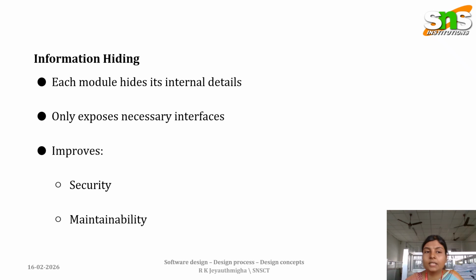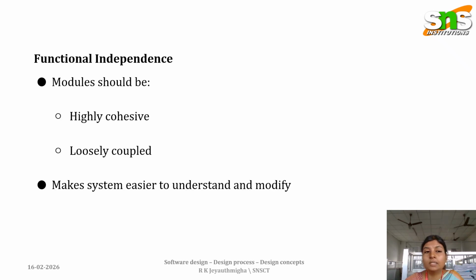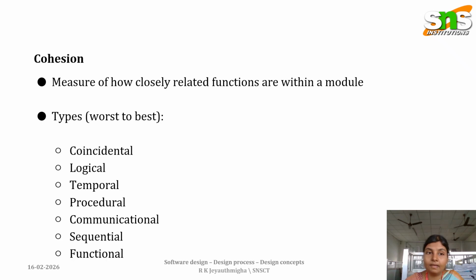Information hiding. Each module hides its internal details and only exposes necessary interfaces. Thereby, it improves security and maintainability. Functional independence. Modules should be highly cohesive, and they should be loosely coupled. It makes the system easier to understand and modify.